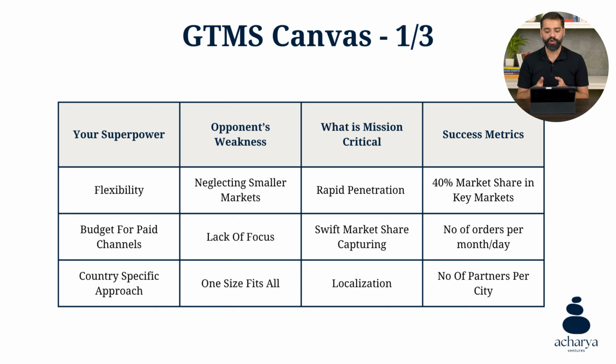For them to be successful, what was mission critical? They wanted to do rapid penetration. They wanted to capture the market share very fast, and they wanted to have a localization specific policy. For them, success metrics look like 40% share of the key markets. They wanted to optimize the number of orders per day, per month, and the number of partners that they had, delivery partners or restaurant partners that they had in every city. These were the 3 success metrics that they had.